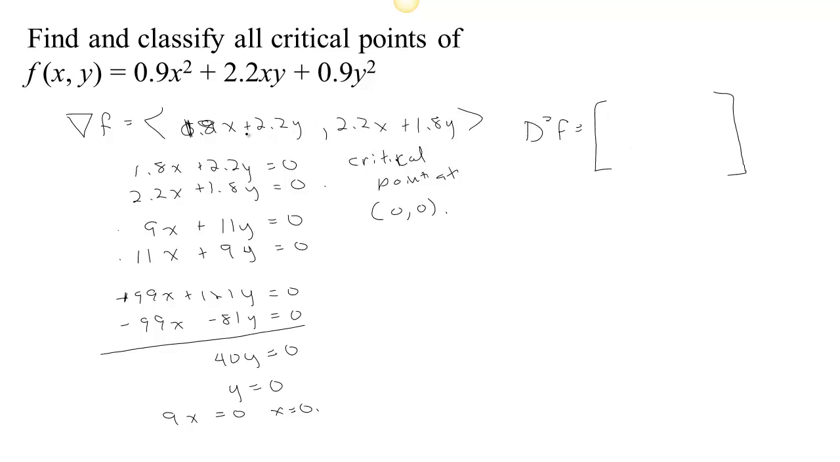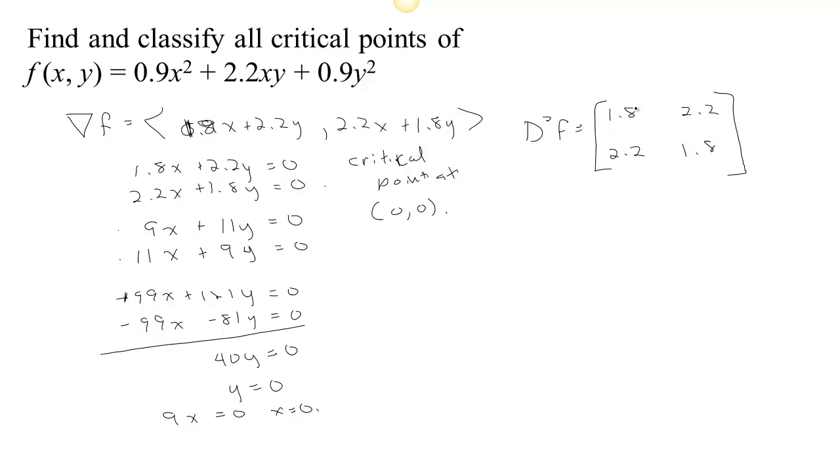The partial f sub xx goes up here, so that's going to be 1.8. F sub xy is going to go over here, 2.2. F sub yx is going to be 2.2 as well. Remember, we expect that to be the case because we have this function all of whose derivatives are continuous, so we know the mixed partials should all be equal here, and now f sub yy would give me 1.8.